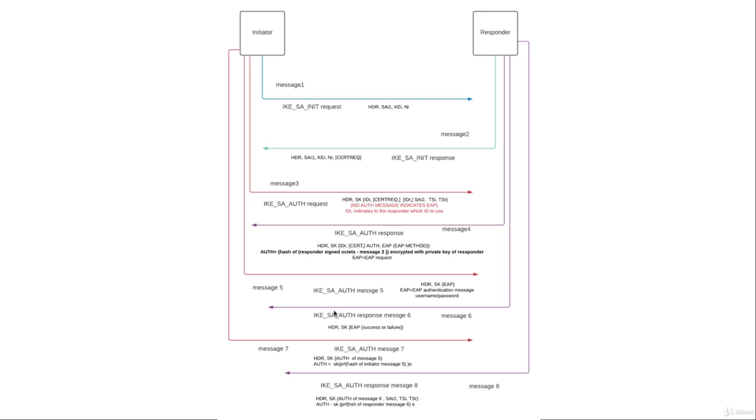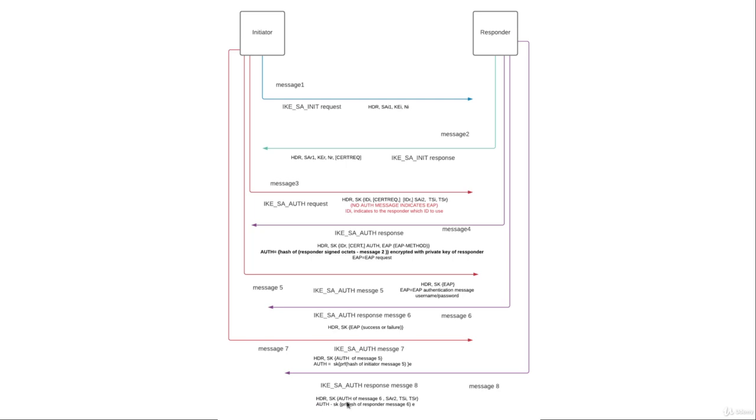If the initiator provided the correct password, then message 6 will be an EAP success message, or failure if the password was incorrect. Now, message 7 gets sent by the initiator with just an auth, which is the hash of signed octets of message 5 that is encrypted with the encryption keys. The responder gets message 7, and it will verify the auth message. It will then send its traffic selector initiator and traffic selector responder back, along with the security association selected. This is message 8.